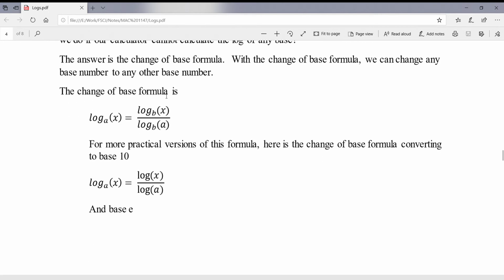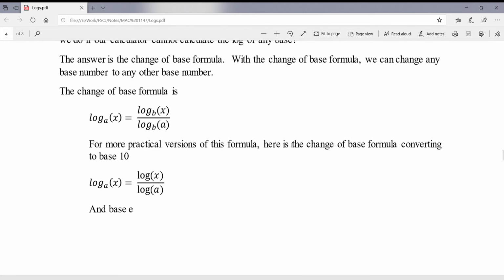So the change of base formula is this. Log base a of x is equal to log base b of x, where b is my new base, divided by log base b of a. So base a gets converted to base b. You can convert any base to any other base.